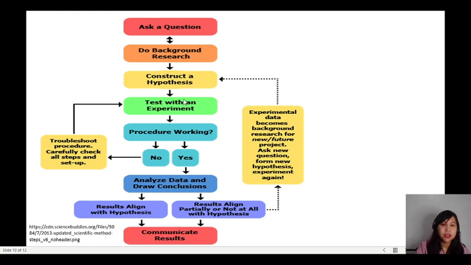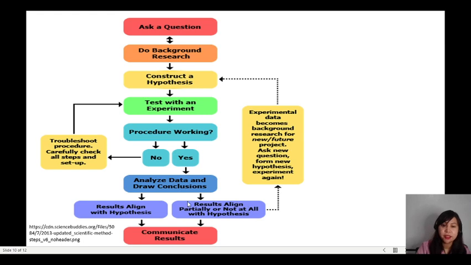After making your experiment, is the procedure working? If yes, you may now analyze your data and draw your conclusion. If not, you may troubleshoot the procedure, especially when you are sure about the result of your experimentation, and then test it again. Then, after analyzing and drawing a conclusion, you may find out if the result is aligned with your hypothesis, or if your result is aligned partially or not at all with your hypothesis.